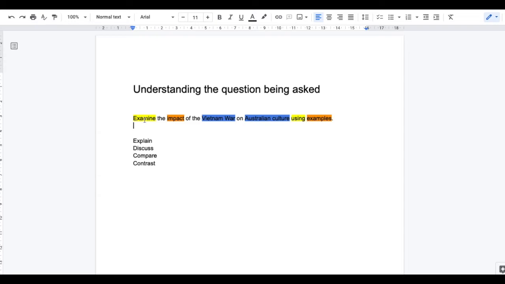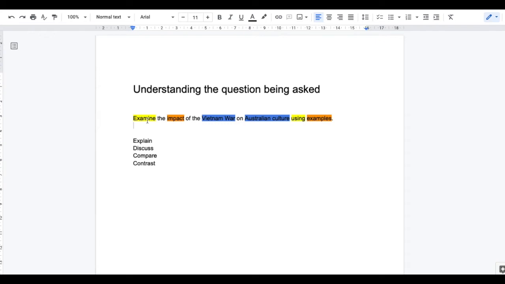So I'm looking at the impact and using examples of the Vietnam War on Australian culture, and I'm examining it. Okay, this is really important because as you can see here, I've got some other verbs. Examine means take a look at. So I'm going to list some of the impacts of the Vietnam War on Australian culture, giving examples. So I might say X, I might say Y, and then I'm going to say, and this is an example of blah, blah, blah, right? So in the assignment somewhere, I will use the term, here's an example. Here's another example. Impact, I'm going to use the term impact a lot, all right?